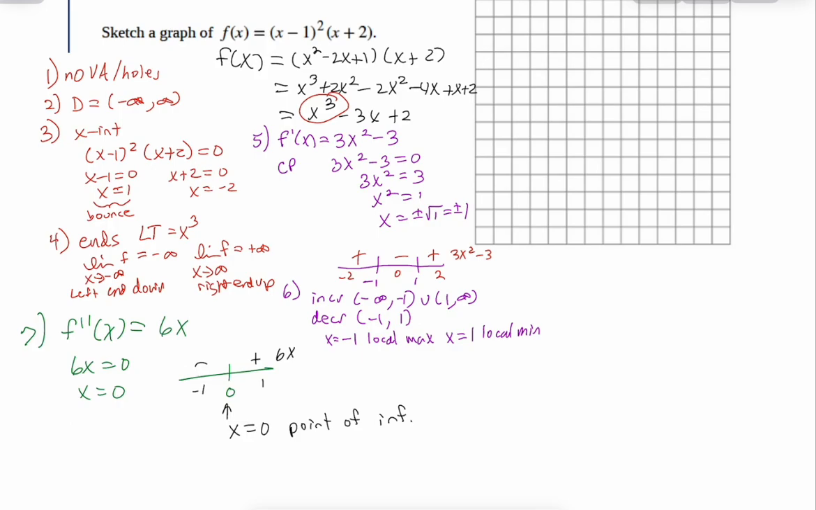So that's a change in concavity. So our cup is going to be down. Our cup then is going to be up. Right at 0, our two cups come together. Okay. So then let's talk about concavity. Remember, 7 and 8 go together. So we are concave down from -infinity up to 0 because this spot here is negative. And then we are concave up on the other side from 0 to infinity.